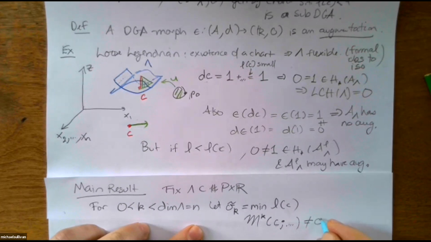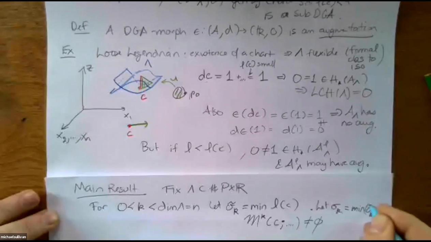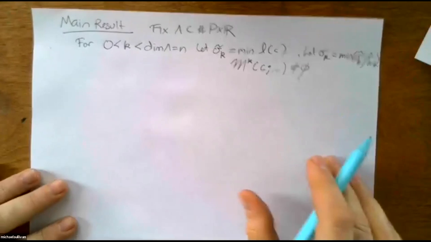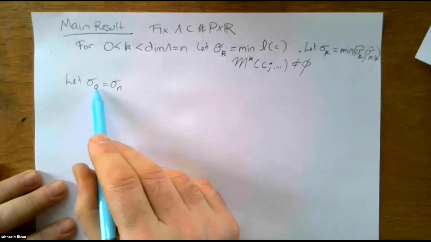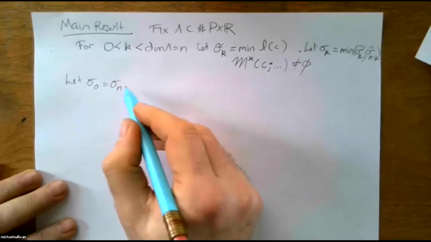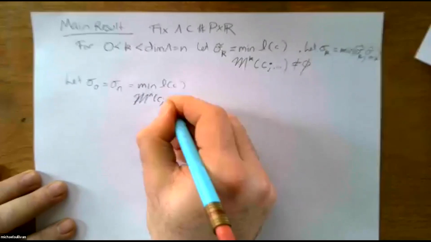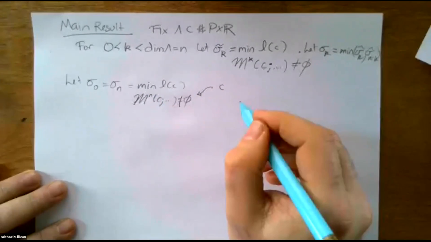Okay, and let sigma k be the minimum of sigma twiddle k and sigma twiddle n minus k, where n again is the dimension of the Legendrian. And then for zero and n, I'm just going to let sigma zero be sigma n. There is no sigma zero because you have an R translation in the range, so you start at sigma one. And so that's going to be the minimum of L of C where the moduli space of C is non-empty. And also, if you want to improve it a little bit, you can restrict this set, making the minimum bigger, because we want these numbers to be as big as possible.